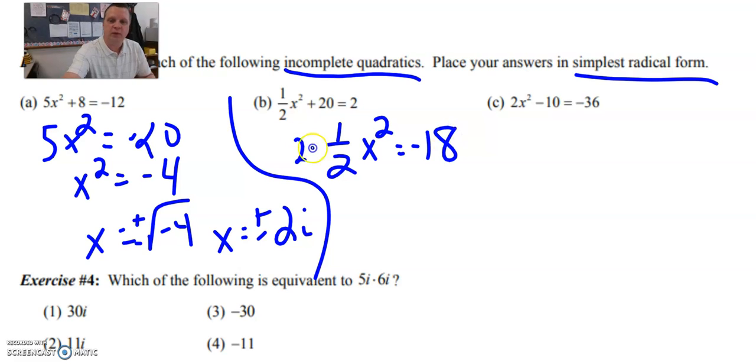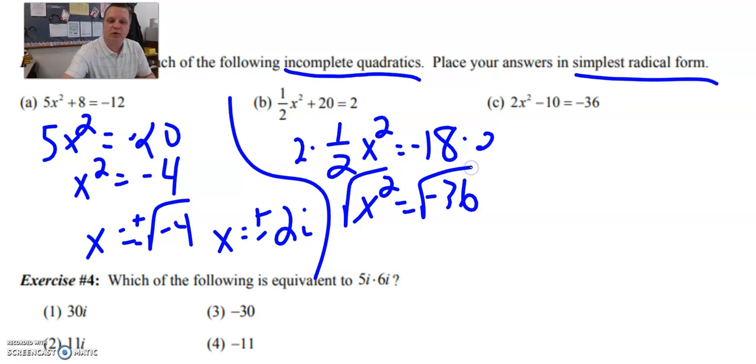All right. Multiply both sides by 2. So we have x squared equals negative 36. Square root. x equals plus or minus 6i.